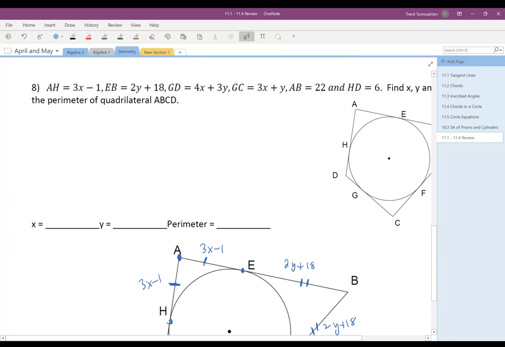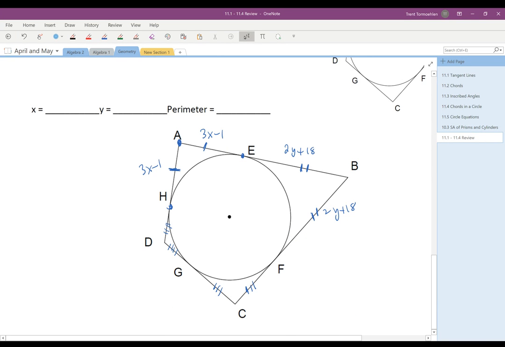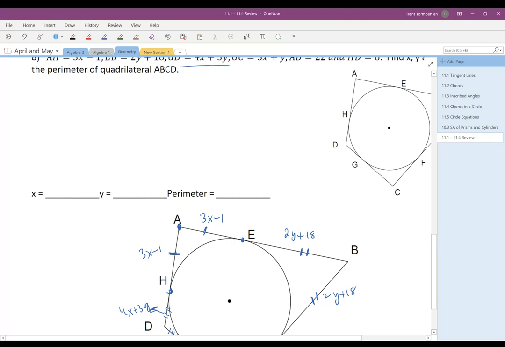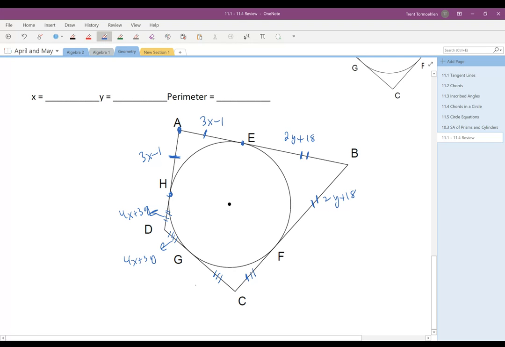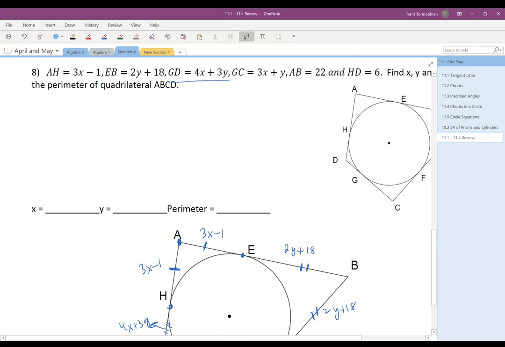We're given that GC or GD is 4x plus 3y. So that's this length here. So this is 4x plus 3y, which means this length is also 4x plus 3y. And then finally, you're given that GC is 3x plus y, which means that FC is 3x plus y. And then we're given a couple actual lengths. AB is 22, and so this length right here, from A to B, is 22.